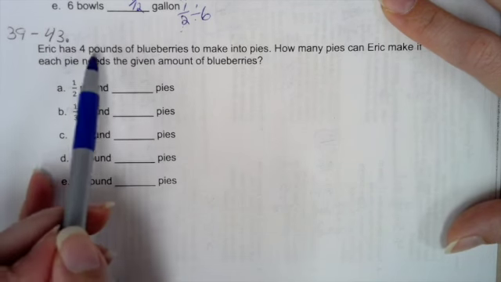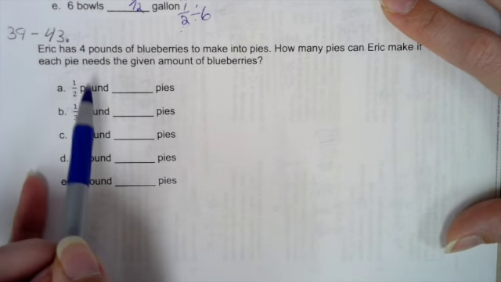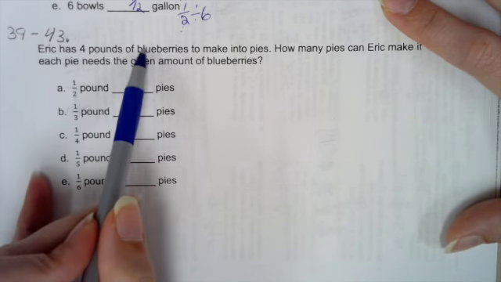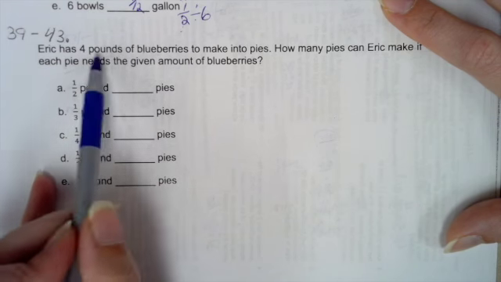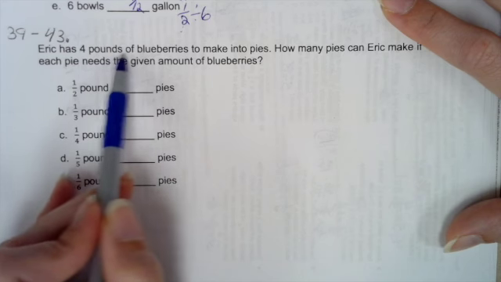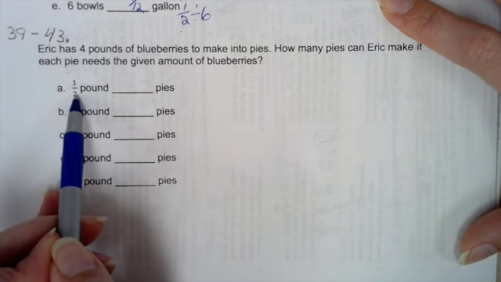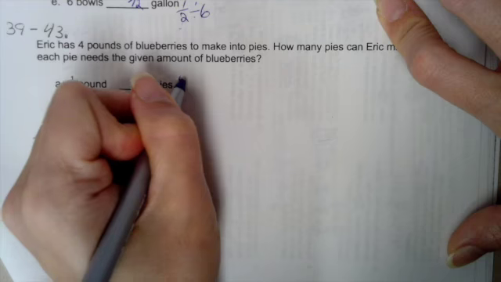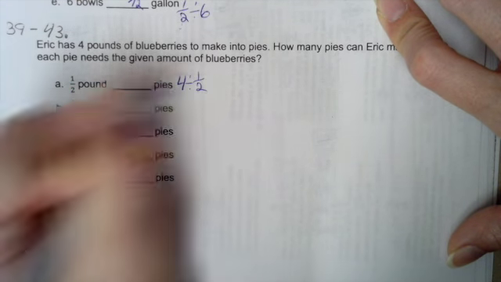Are we going to split up the blueberries and make pies, or are we going to split up the pies and make blueberries? Hopefully you're going to split up the blueberries and make pies. So we're starting with the blueberries that we have. We have 4 pounds of blueberries, and we could put 1/2 pound in each pie. So that would be 4 divided by 1/2.